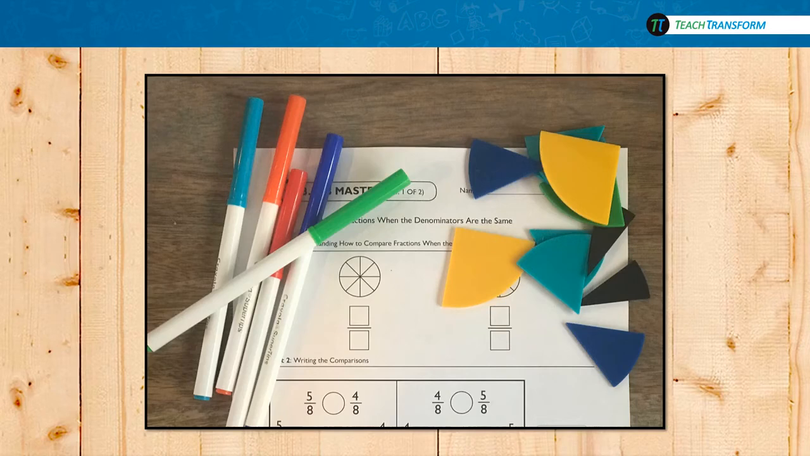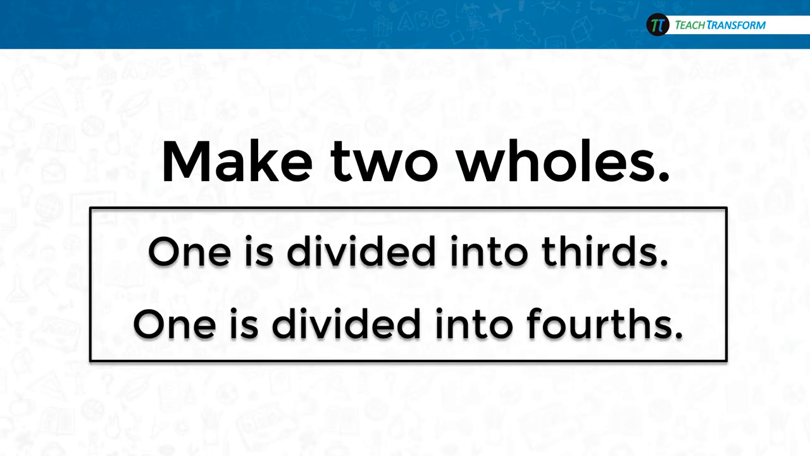At your station, you have some fraction manipulatives, some colored pencils or markers, and a recording sheet called Comparing Fractions When the Denominators Are the Same. Be sure you can reach all of your materials. Use your fraction manipulatives to make two wholes that are the same size. One of them should be divided into 3 parts, and the other should be divided into 4 parts. Pause the video while you make the wholes, and then start it again when you're finished.